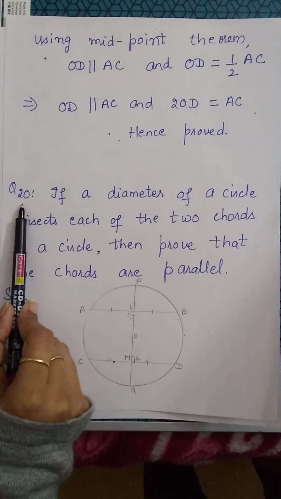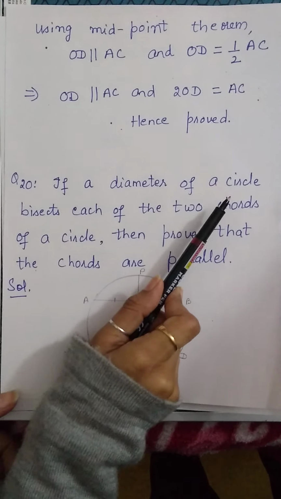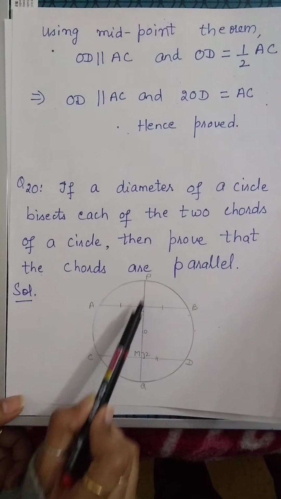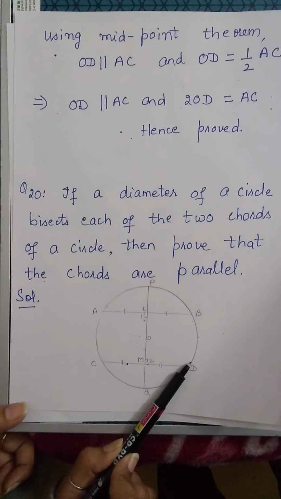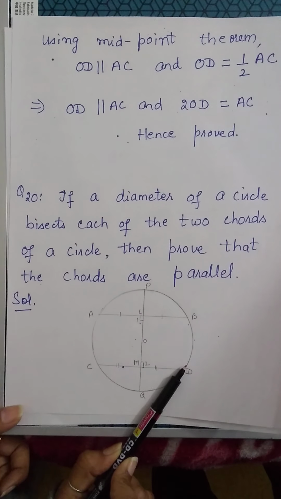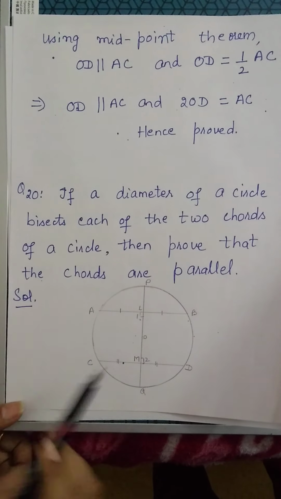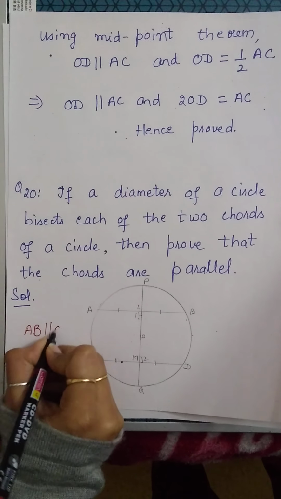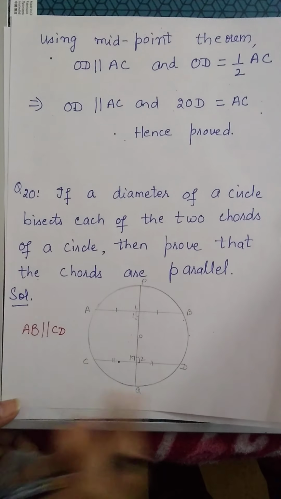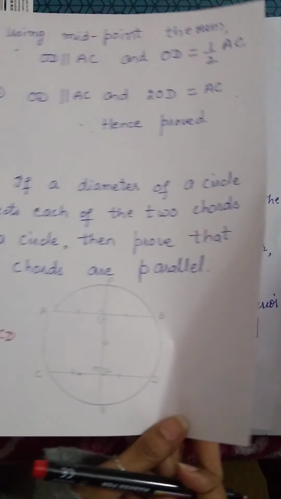Next is question number 20. If a diameter of a circle bisects each of two chords of a circle, then prove that these two chords are parallel. That means I need to prove AB is parallel to CD. So how will we do that?